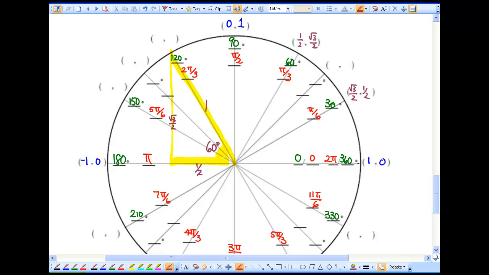Notice that this triangle is now to the left of the origin. So my x values are, you guessed it, negative. So what we should have here is negative 1/2. And then the y value is root 3 over 2. Good. Okay. I'm going to do one more with you, and then I'm going to ask you to try the rest of these multiples of pi over 6.